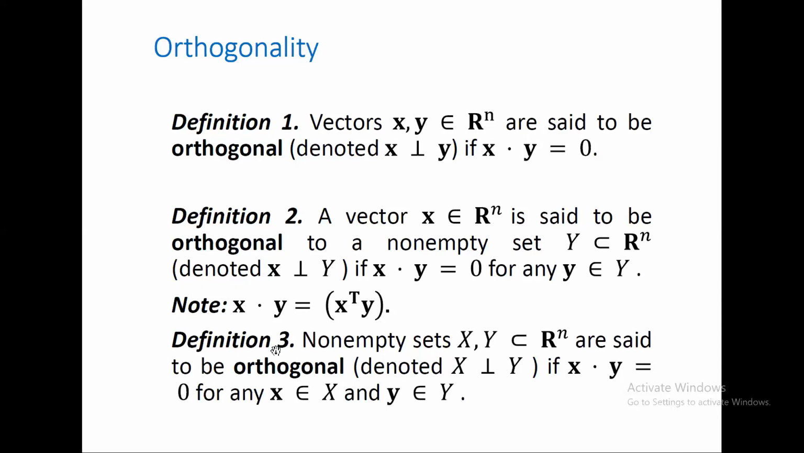And this x dot y is generally denoted by x transpose into y in terms of matrices also. The third definition is when we have non-empty sets X and Y, which are subsets of the n-dimensional space. They are said to be orthogonal, denoted by X perpendicular to Y, if x dot y is equal to 0 for any x belonging to X and y belonging to Y.